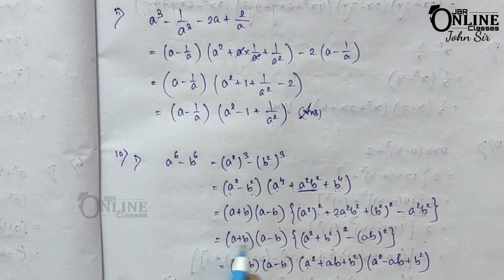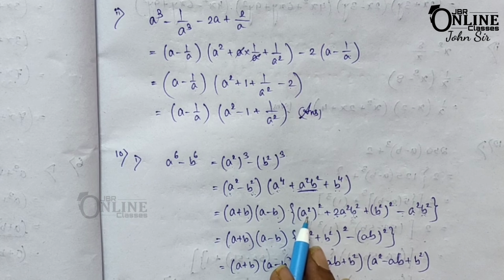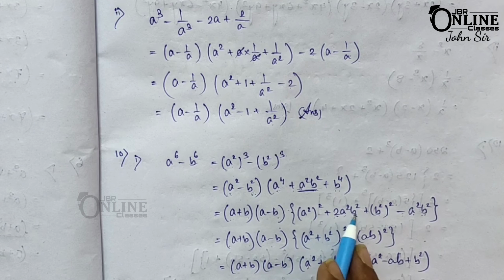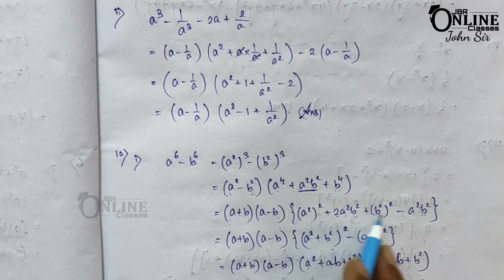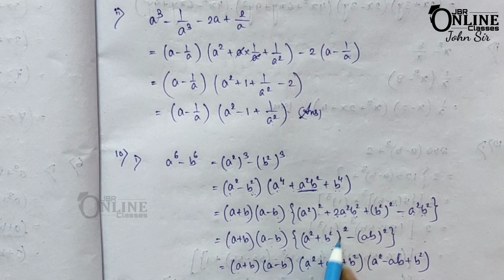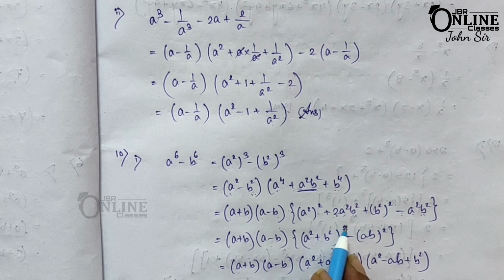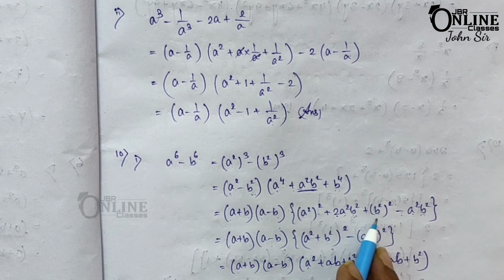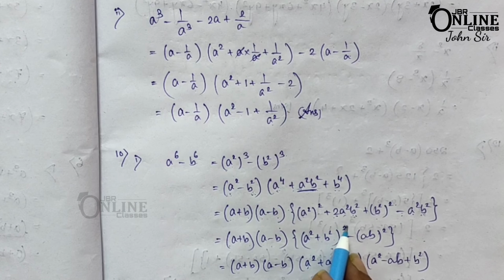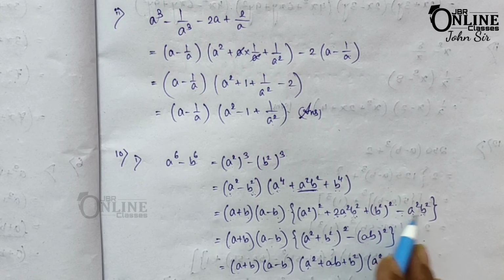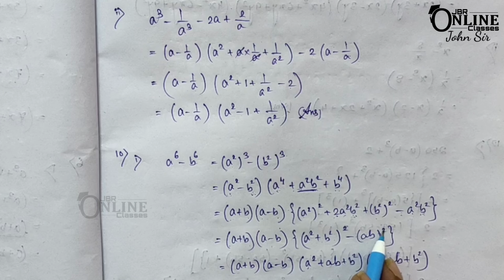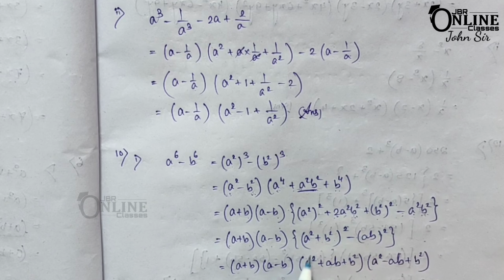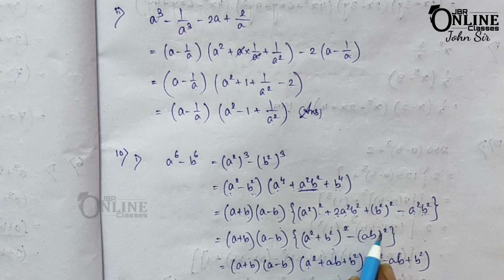So from the first part a plus b into a minus b, and here a square whole square plus 2a square b square plus b square whole square. From these three you can easily get out the formula, that is a plus b whole square formula. Here a means a square, b means b square, so a square plus b square whole square, and the rest part minus ab whole square, that means a square b square. So that means here you can again apply the formula a square minus b square formula.